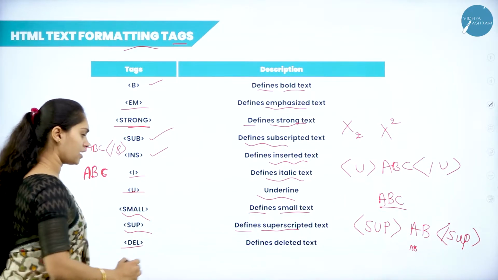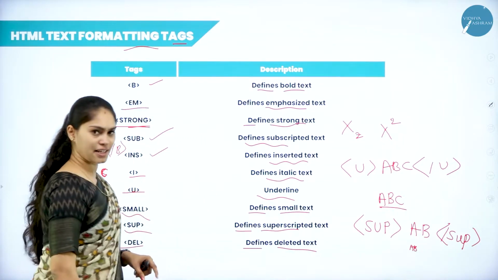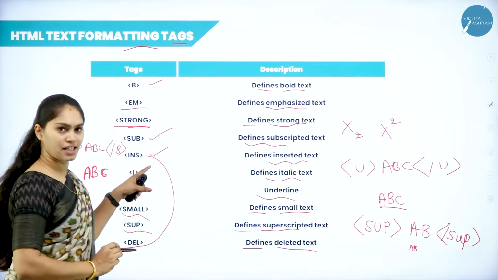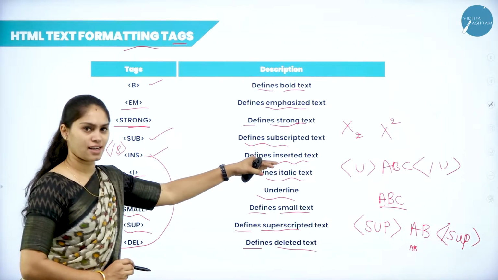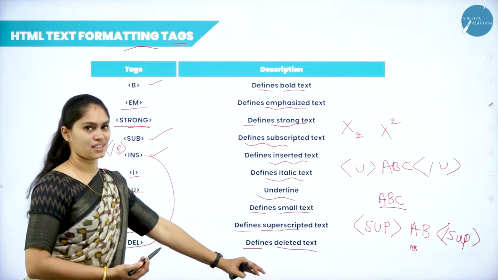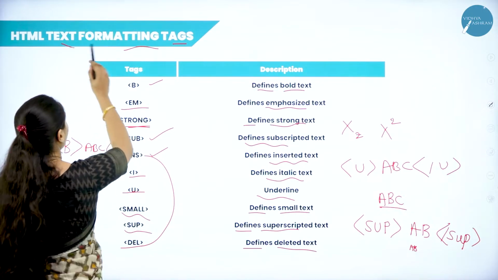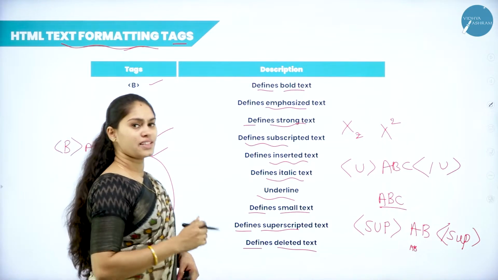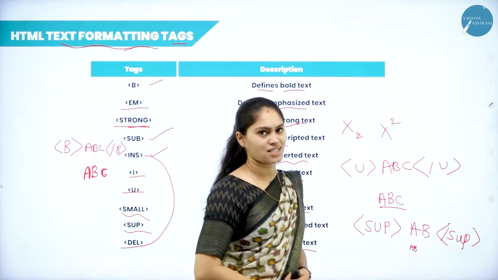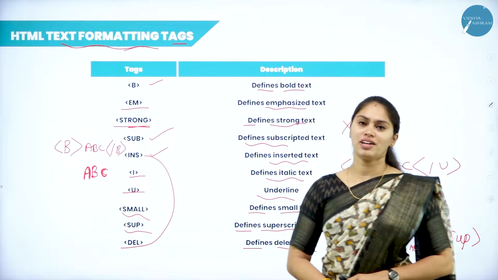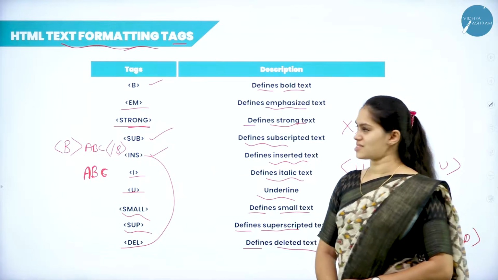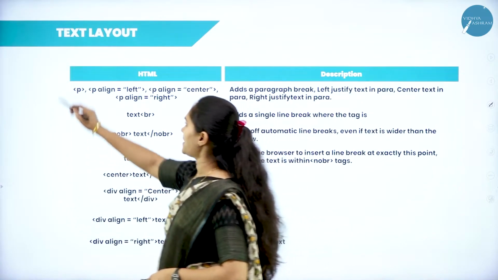Next we have delete, that defines the deleted text. This is just the reverse of ins. This is going to be like inserted text, and this is what? Deleted text. So these are the many tags that we have with respect to text formatting tags. With the help of these, I can format the text as per my requirement for any of the web pages. We'll see the next topic, that is text layout.